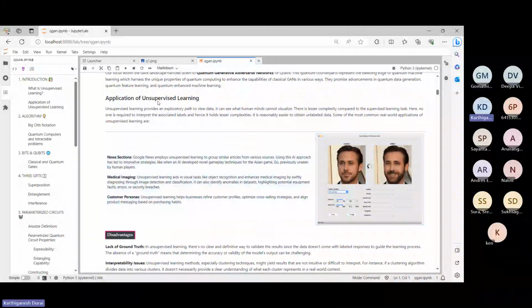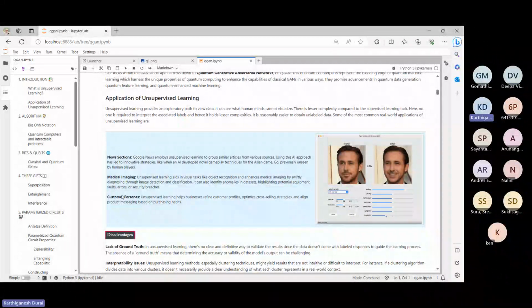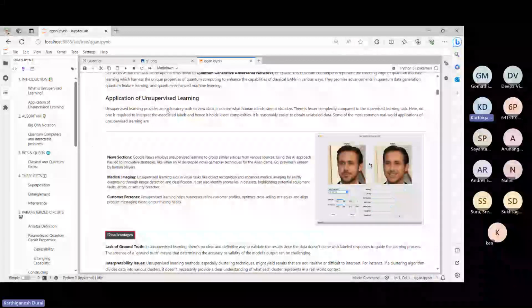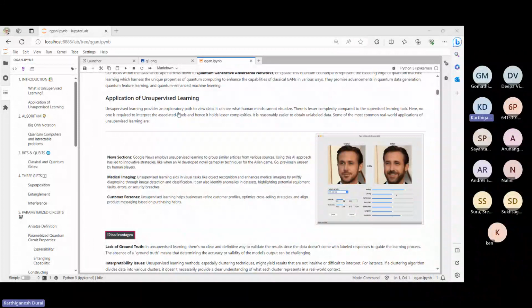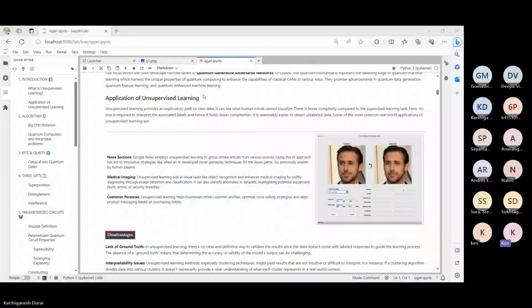So let me continue. Application of unsupervised learning. You can see this new sections and then medical imaging and customer personas. These are a few examples, but I think Ken is joining again. Yes, KG. Yeah. Let's wait for Ken to come back. Oh, hello. Yeah, Ken, now we are hearing you. Please go ahead.